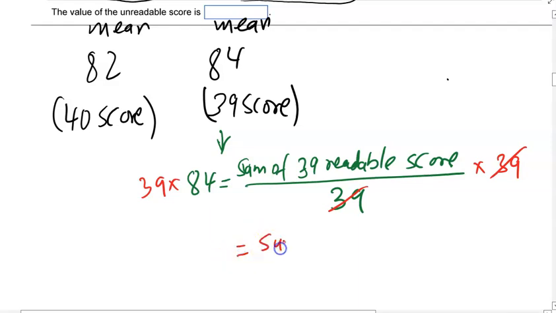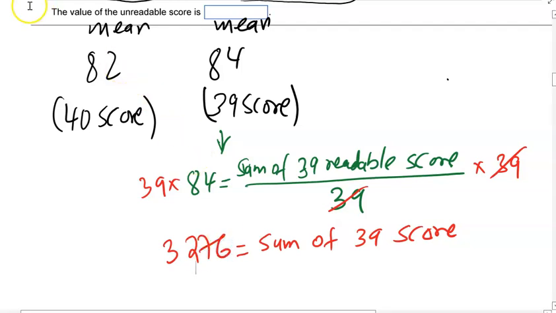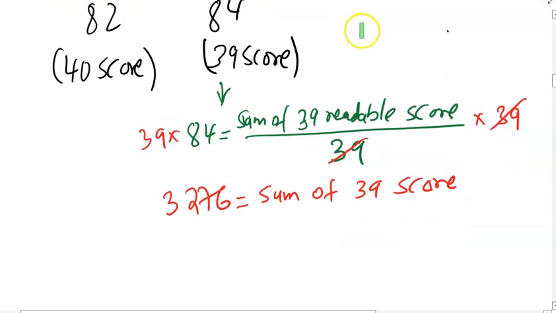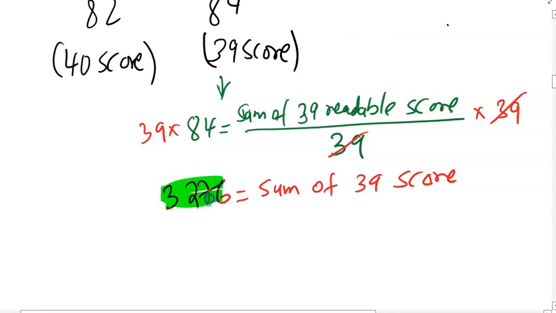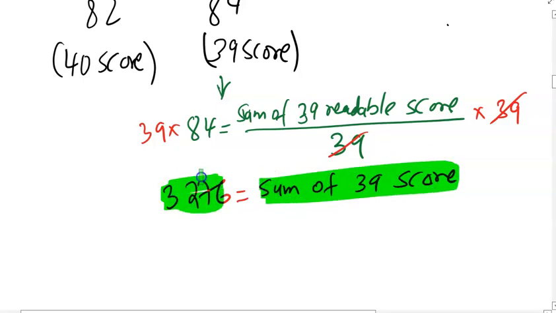What is the sum of the 39 scores? Of course, these 39 are readable scores. You multiply 39 times 84, you get 3276. Okay, this number, we need this number. That is the sum of the 39 scores. We find this from this equation.